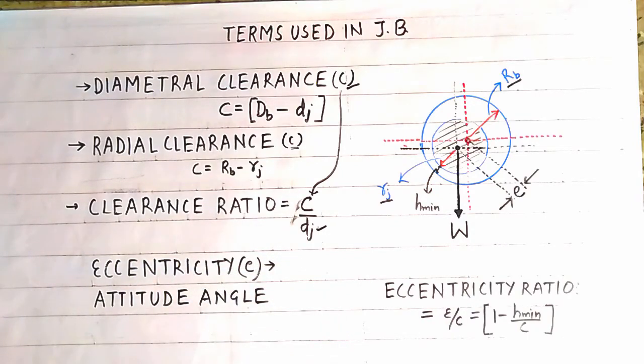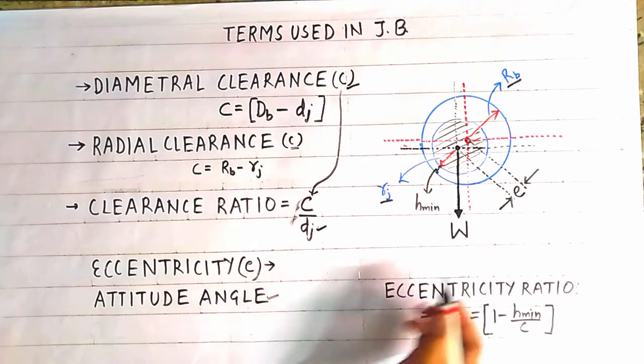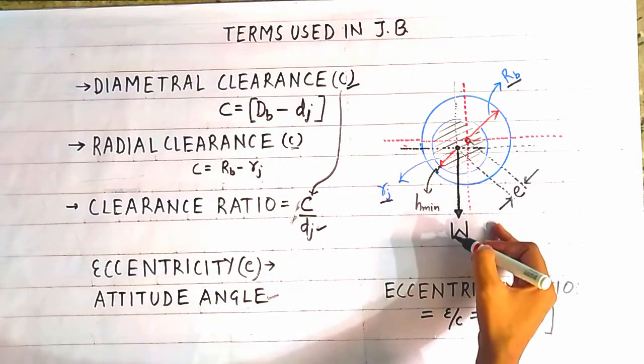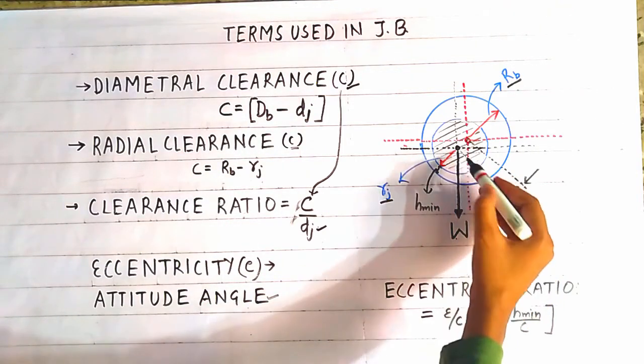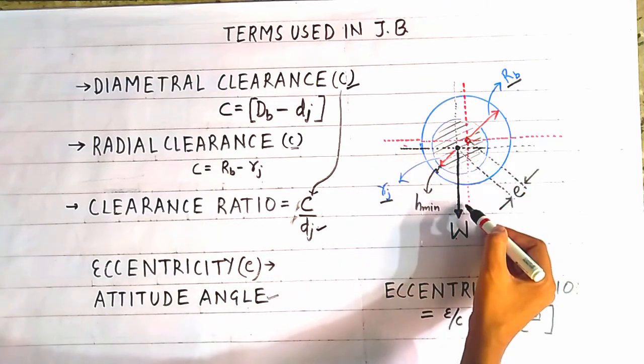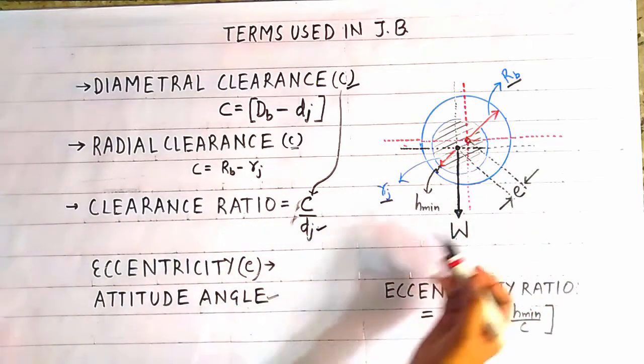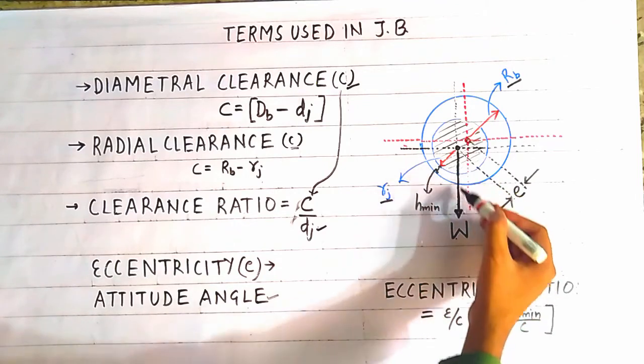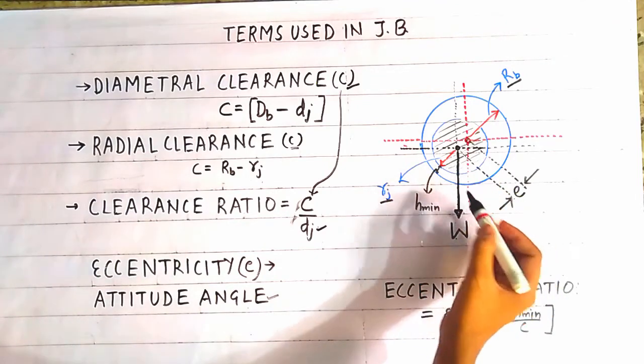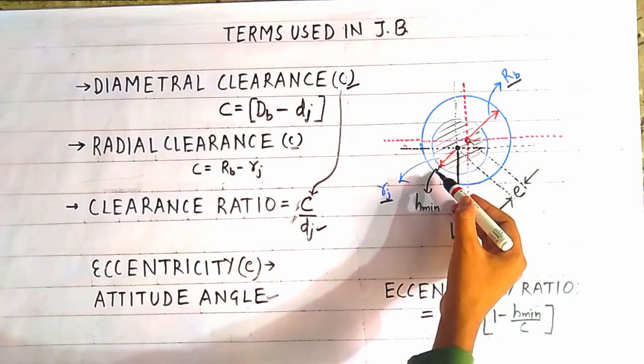And the next thing is the attitude angle, or angle of eccentricity. The attitude angle is the angle which is used to locate the position of minimum fluid film thickness with respect to the direction of the load. Suppose this is the direction of the load, that is, the load W acting on this journal, which is acting on the bearing. So this load W is acting in the downward direction.